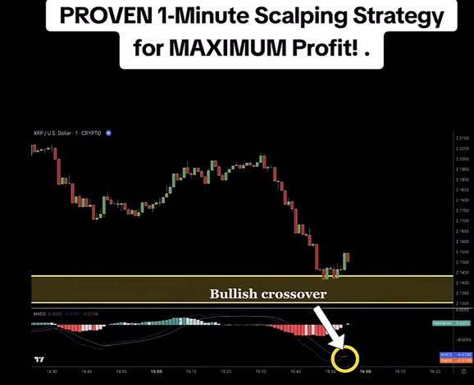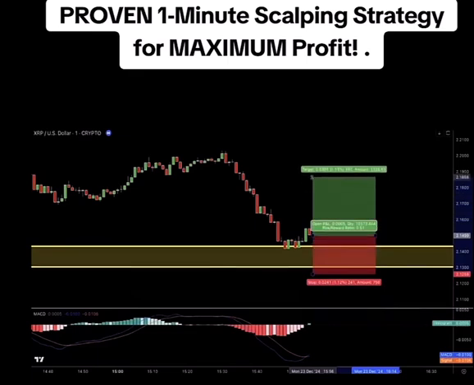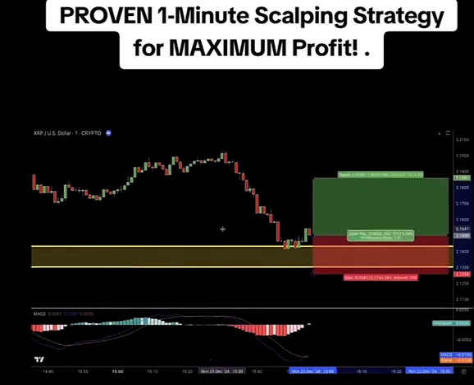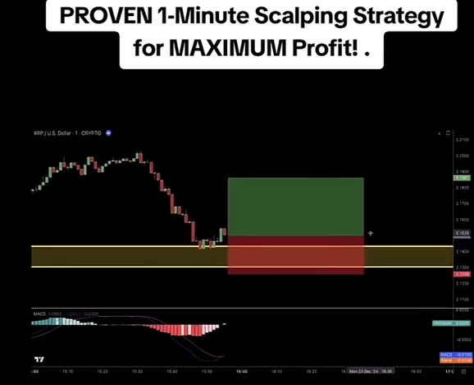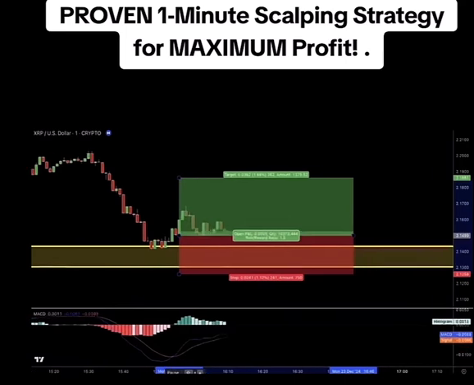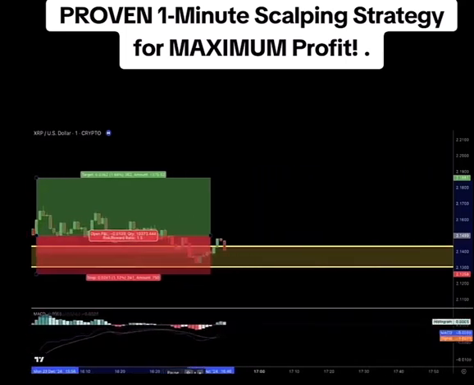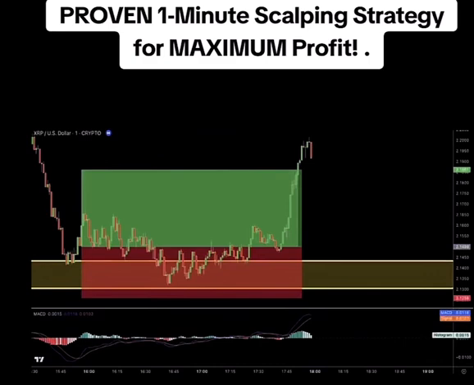Now, let me show you how to take this trade. Enter at the close of the candle that forms after the MACD crossover. Place your stop loss 5 pips below the 15-minute demand zone to give the trade sufficient breathing room. Set your target using a 1.5 to 1 reward to risk ratio. Your target should be 1.5 times your risk. As you can see, the market moves upward and hits the target, making this a successful trade.